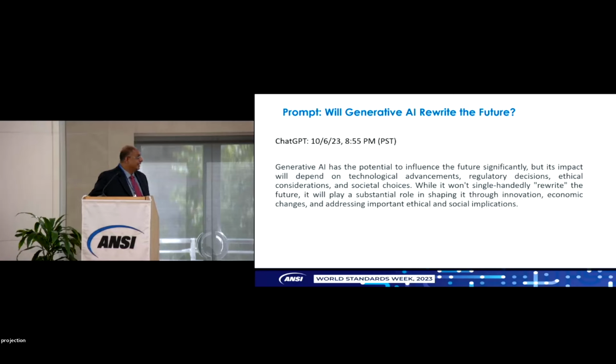So generative AI has the potential to influence the future significantly, but its impact will depend on technological advancements, regulatory decisions, ethical considerations, and societal choices. While it won't single-handedly rewrite the future, it will play a substantial role in shaping it. And the last portion actually perhaps could be rewritten. I didn't rewrite it because I wanted to let it write.